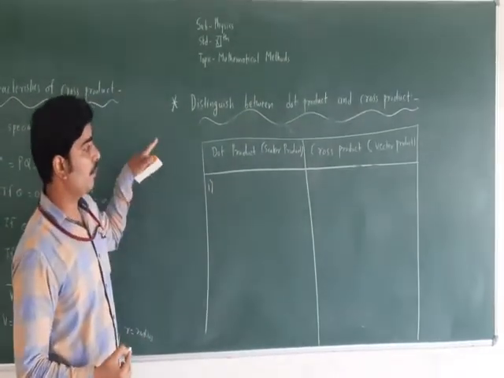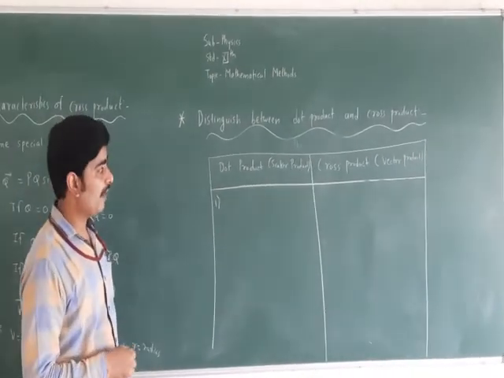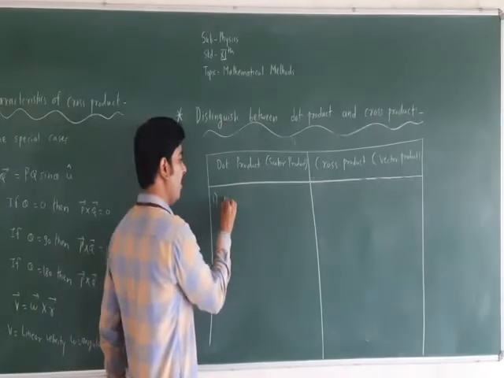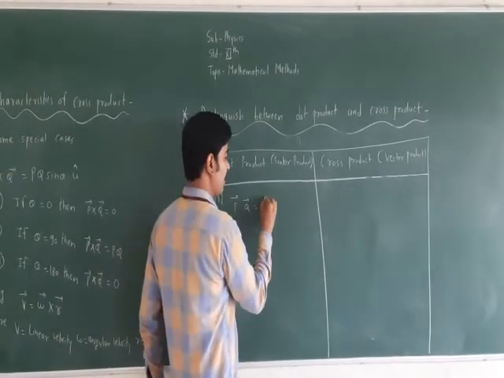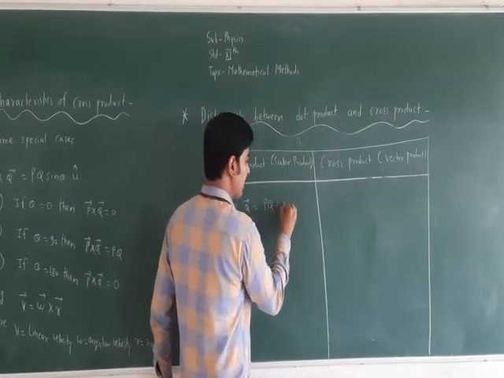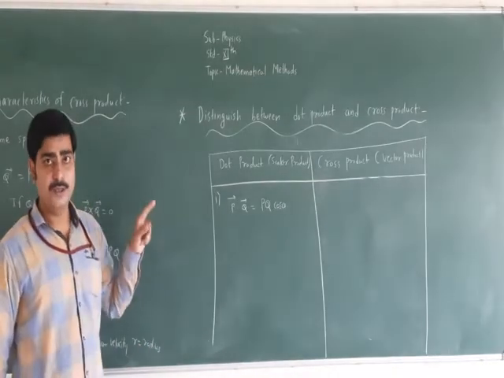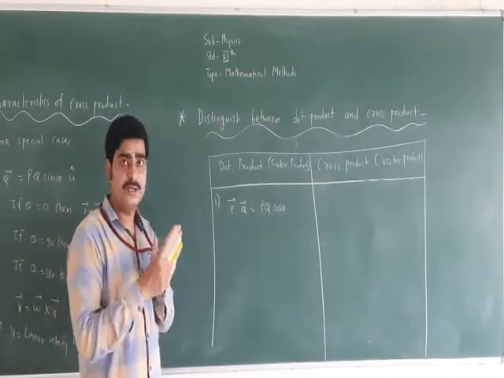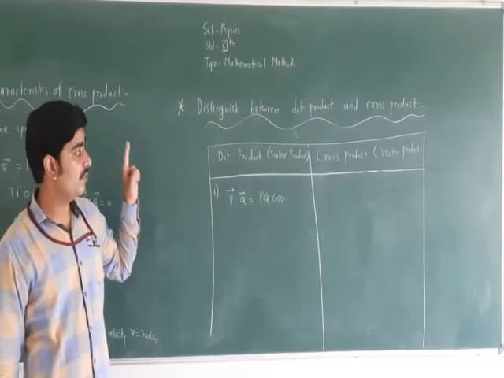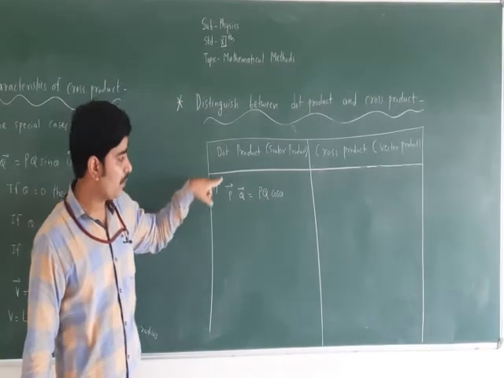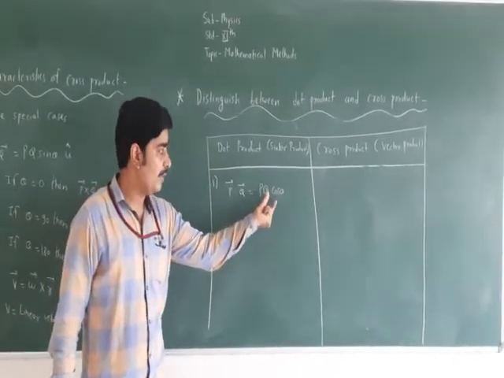the dot product of given two vectors can be defined as the product of magnitude of two vectors and cosine angle between them. Okay, so what is the first point? I am writing in the symbolical format. You have to make the sentence and then you should write in the symbolical format. So what is the first point? That the dot product of given two vectors is equal to product of magnitude of two vectors and cosine angle between them.